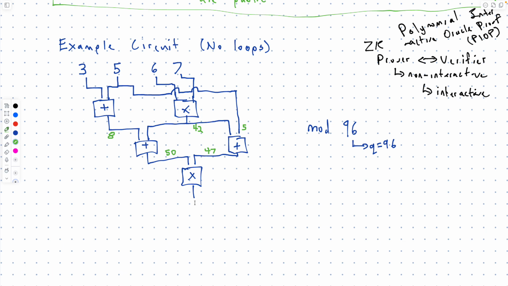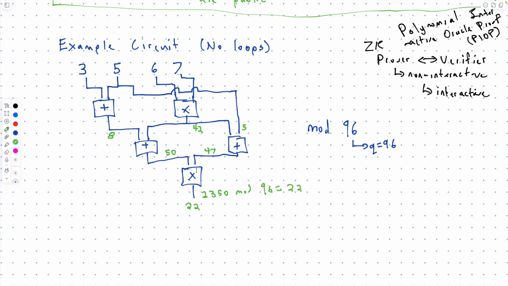Mod 96. I would have to use a calculator myself, so don't feel bad. 2350 is it, but again, we're modding by 96. And so the answer will be 22 when you do that.